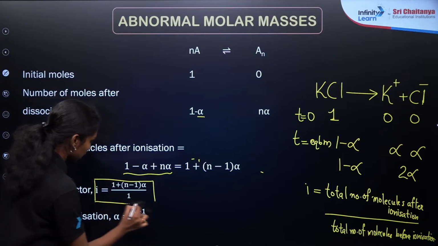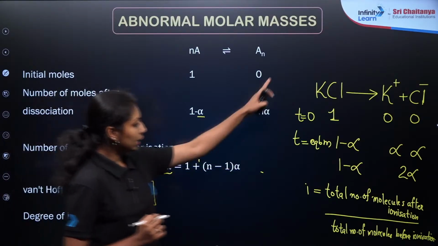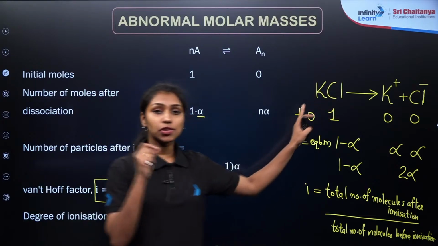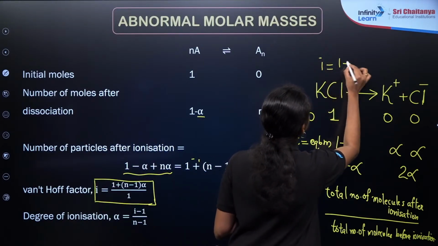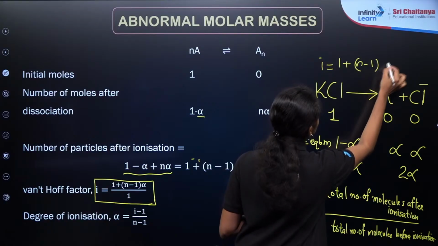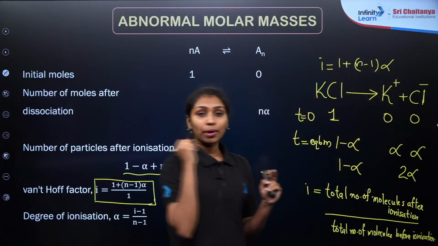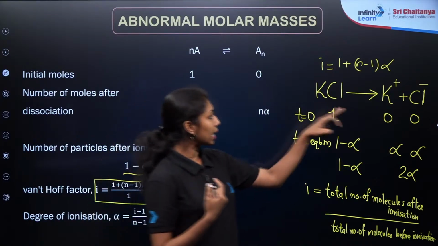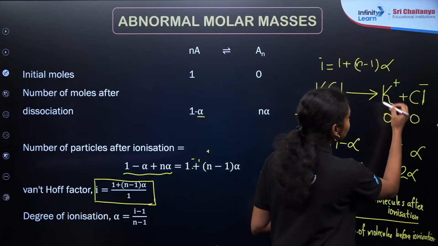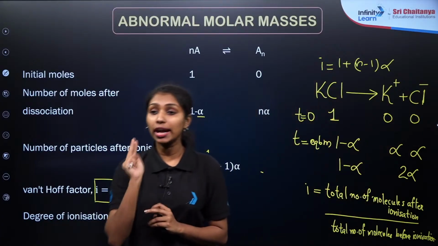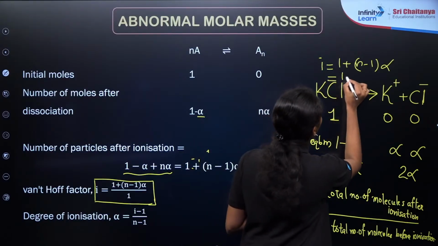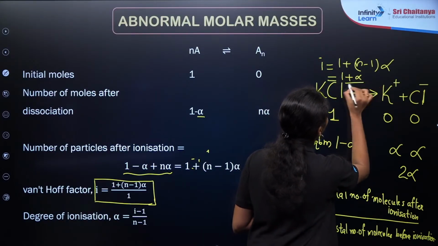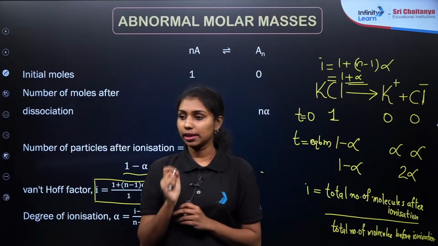In the case of KCl, what will be the Van't Hoff factor? 1 plus n minus 1 into alpha, where n is the total number of ions formed after ionization. It will be 1 K plus and 1 Cl minus. A total of 2 ions are forming after ionization. So the Van't Hoff factor is equal to 1 plus alpha for KCl. I hope it was clear.